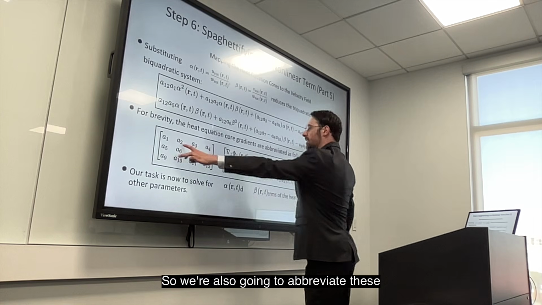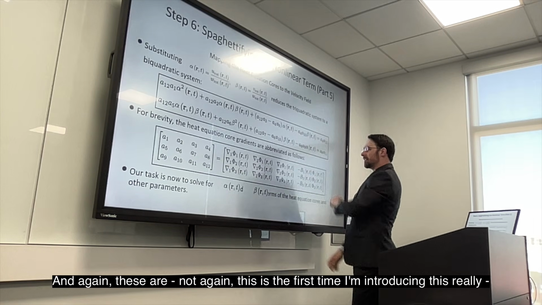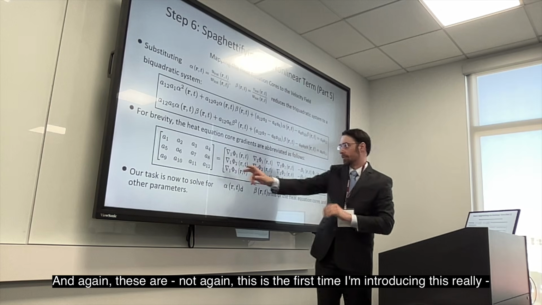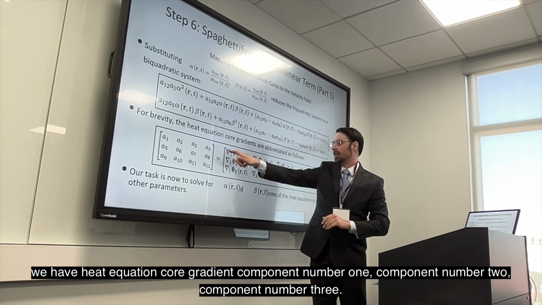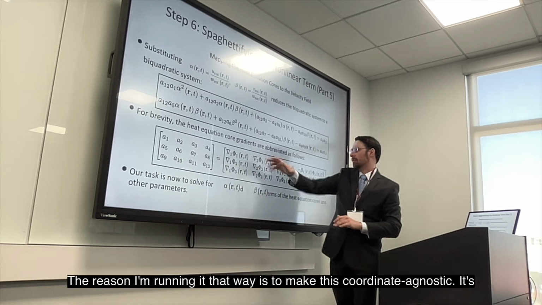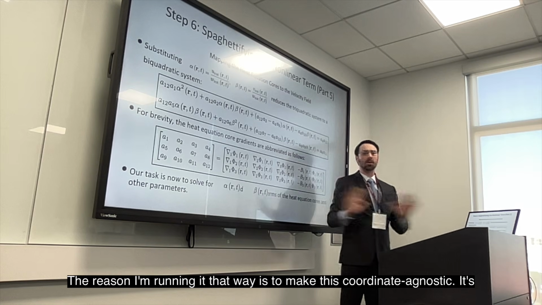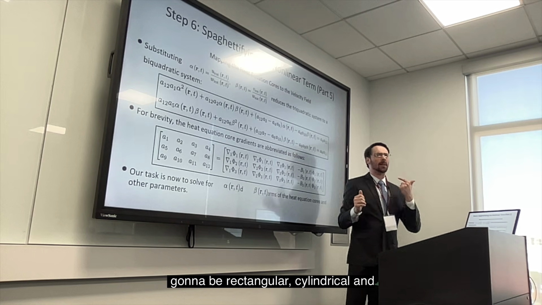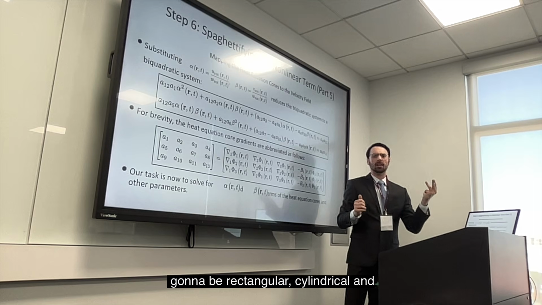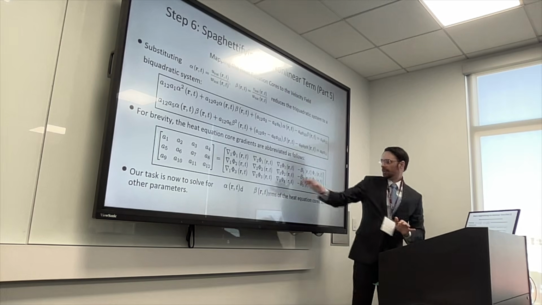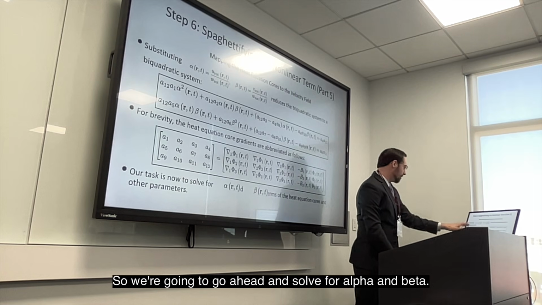So we're also going to abbreviate these heat equation core gradients. And again, I'm first time introducing this really. We have heat equation core gradient component number 1, component number 2, component number 3. The reason I'm writing it that way is to make this coordinate agnostic. It's going to be rectangular, cylindrical, and spherical all rolled into one. So we got that. So we're going to go ahead and solve for alpha and beta.